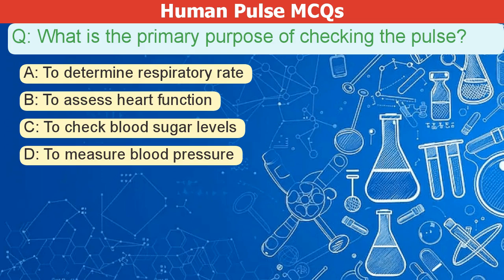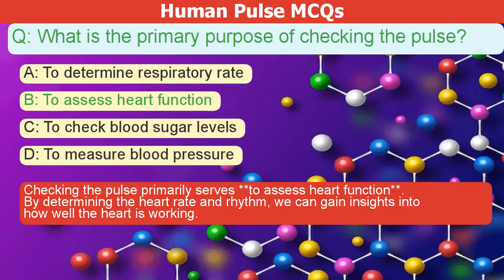What is the primary purpose of checking the pulse? A. To determine respiratory rate. B. To assess heart function. C. To check blood sugar levels. D. To measure blood pressure. The correct answer is B. Checking the pulse primarily serves to assess heart function. By determining the heart rate and rhythm, we can gain insights into how well the heart is working.